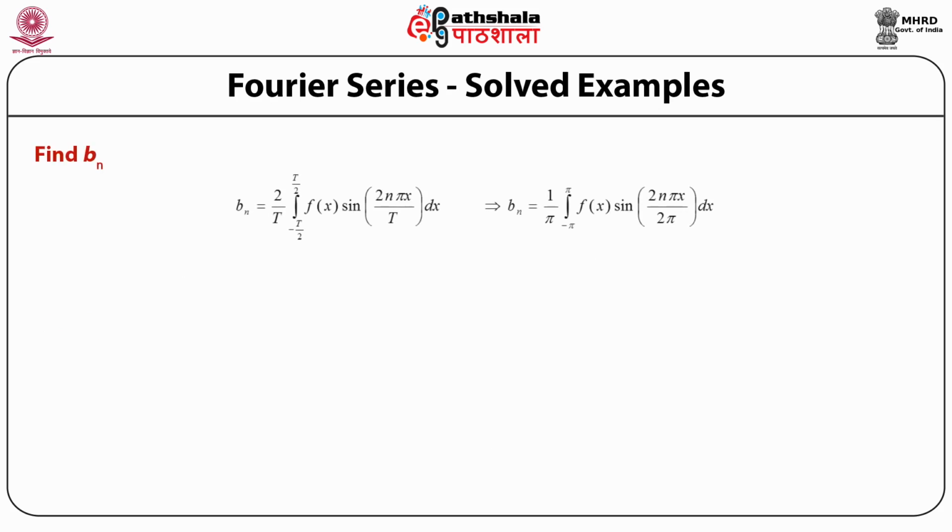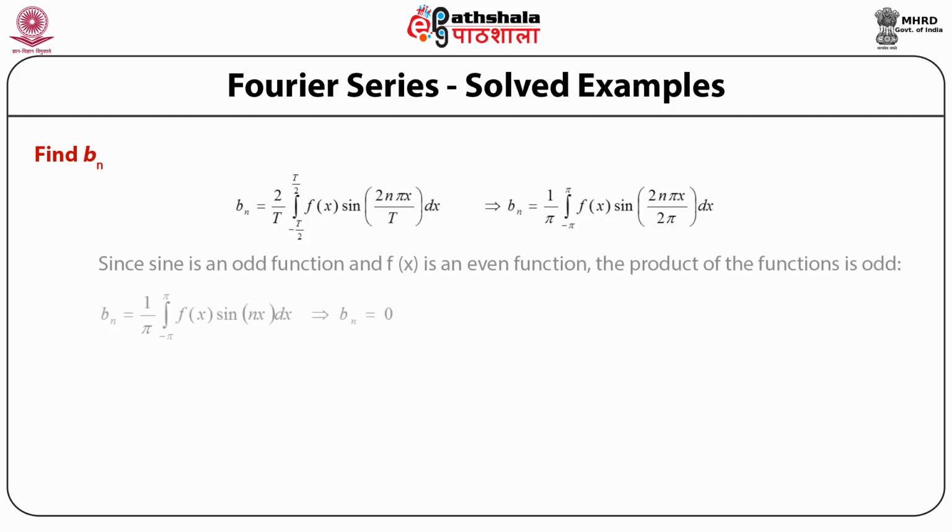Similarly, we can find the value of bn. It is 2 over T integrated between minus T by 2 to T over 2 of f of x sine 2 pi nx over T dx. Since sine is an odd function and f of x is an even function, the product of the functions is odd. What does an odd function mean? The sum is 0, because for every term at t, the next term will be at minus t, and when you keep on adding them, it is going to be 0. So we can easily write bn as equal to 0.